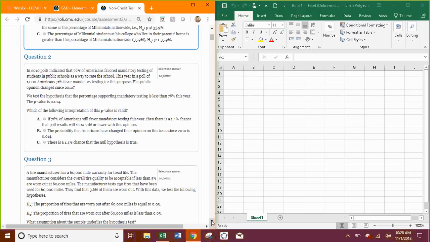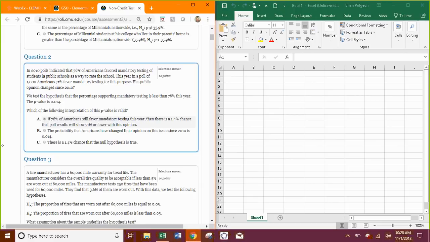All right, in 2010, polls indicated that 76% of Americans favored mandatory testing of students in public schools as a way to rate the school. This year, in a poll of 1,000 Americans, 71% favor mandatory testing. Has public opinion changed? We test the hypothesis that the percentage supporting mandatory testing is less than 76% this year. Which of the following interpretations of the p-value is valid?